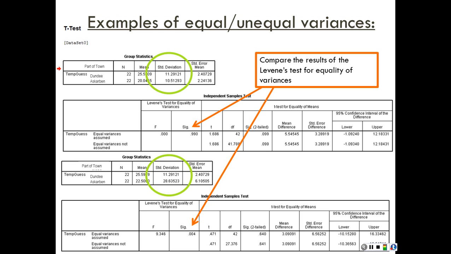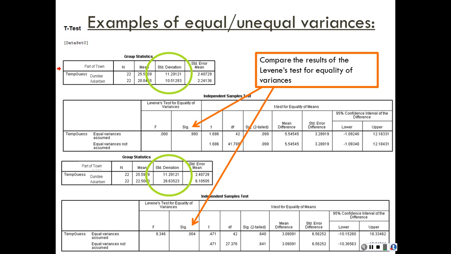Up here at the very top, you'll see we have our Dundee and Exarban groups. These are the same groups we've been talking about the whole time, right? We've got our mean of 25 and our other mean of 20. When we look at their standard deviations, we see that they're pretty similar. This group has a standard deviation of 11.29. This one has a standard deviation of 10.51. So they're not even 1 point different. They have pretty equal variability, right?